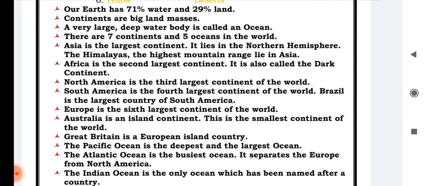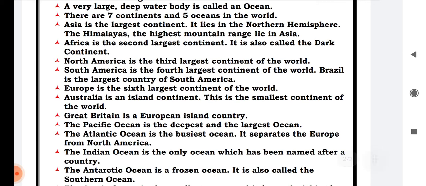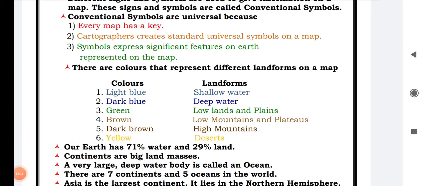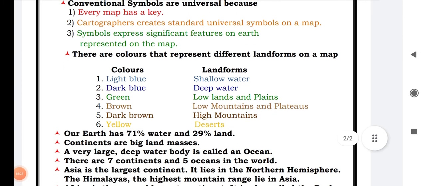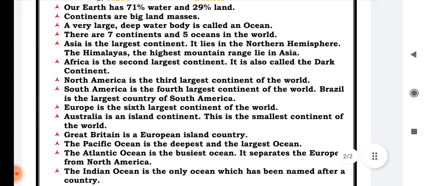Continents. What are continents? Continents are big land masses. A very large deep water is called an ocean. So, how many continents are there? There are 7 continents and 5 oceans in the world.